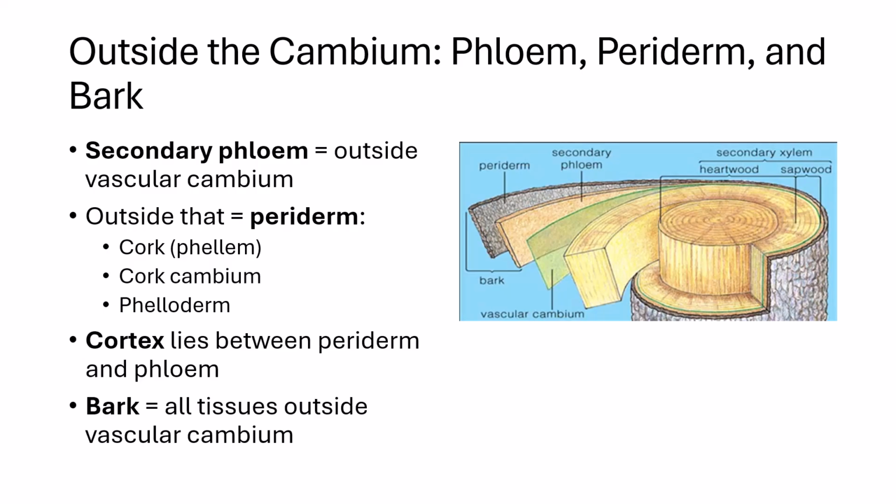cambium, and phylloderm. The cortex lies between the periderm and the secondary phloem, although in older stems it may be compressed or partly lost. All of the tissues outside the vascular cambium together are called bark, so bark is not a single tissue but a combination of several layers with different functions.